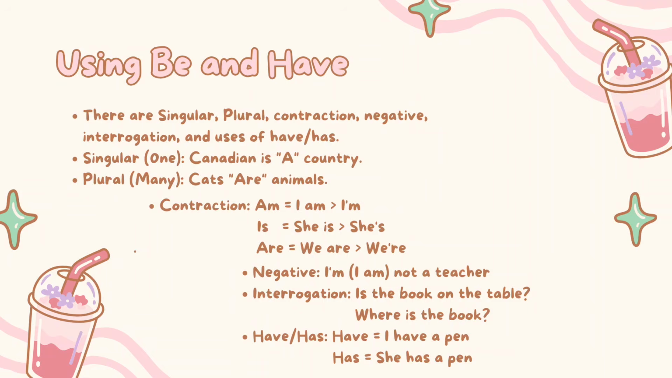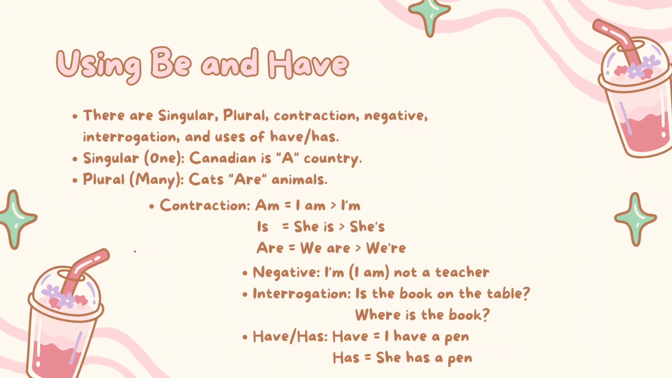The first chapter is using be and have. There are many ways of using be: singular, plural, contraction, negative, and interrogative. For have, there's really not much in this chapter, but I will explain the difference between have and has. For singular of using be, which means one, you have to use the word a. Why? Because a expresses one, or should I say singular.